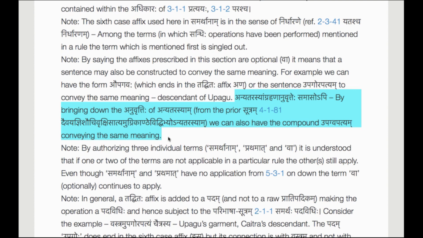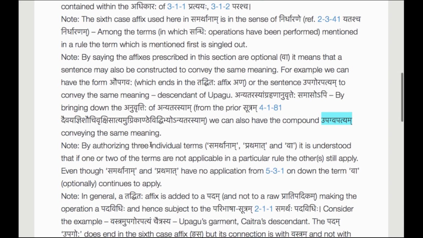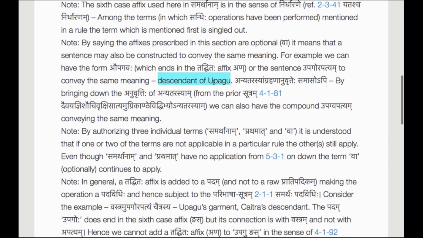One is constructed using the Taddhita affix, one is a sentence, and one is a compound. They all convey the same meaning. In this case, the meaning is descendant of Upagu. So we can have Aupagavah or Upagoh apatyam or Upagvapatyam. All convey the same meaning.